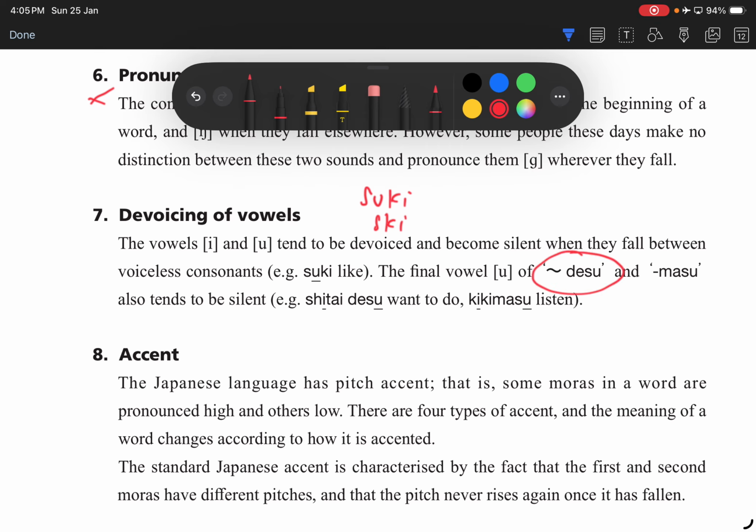For example, the desu and the masu. We don't say desu, masu. Only anime characters say so. It's very cute, like you're trying to act cute. We don't need to say desu, masu.